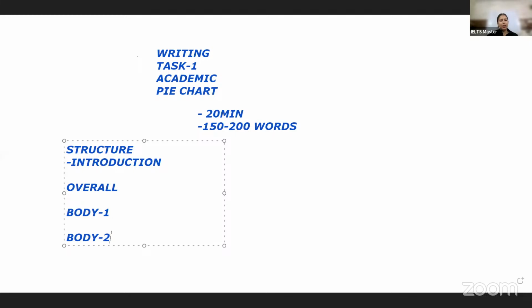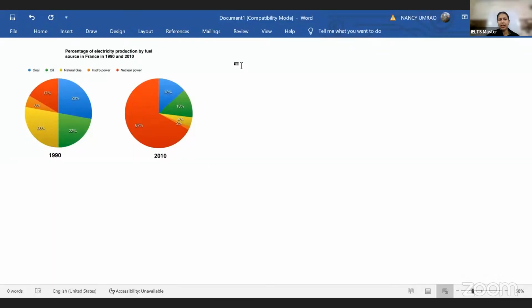Now, I will display one pie chart on my screen. So this is a pie chart. The subject is the percentage of electricity production by fuel source in France in 1990 and 2010. If I ask you to write the introduction, you can write it like this. Now we have two pie charts, so we will write the pie charts.